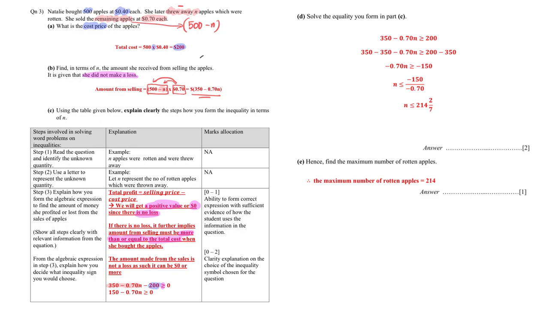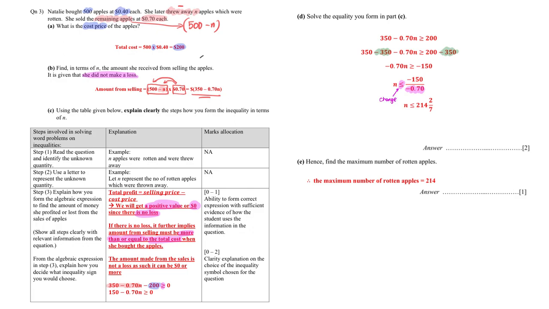So part D then requires us to continue to solve this inequality. I add 200 on both sides, so it will lead me to this, after which I minus 350 on both sides, so that the left hand side is no more equal to 0, only left with negative 0.7n, and the right hand side is negative 150. Do take note of the change in sign because I actually divide by a negative number.